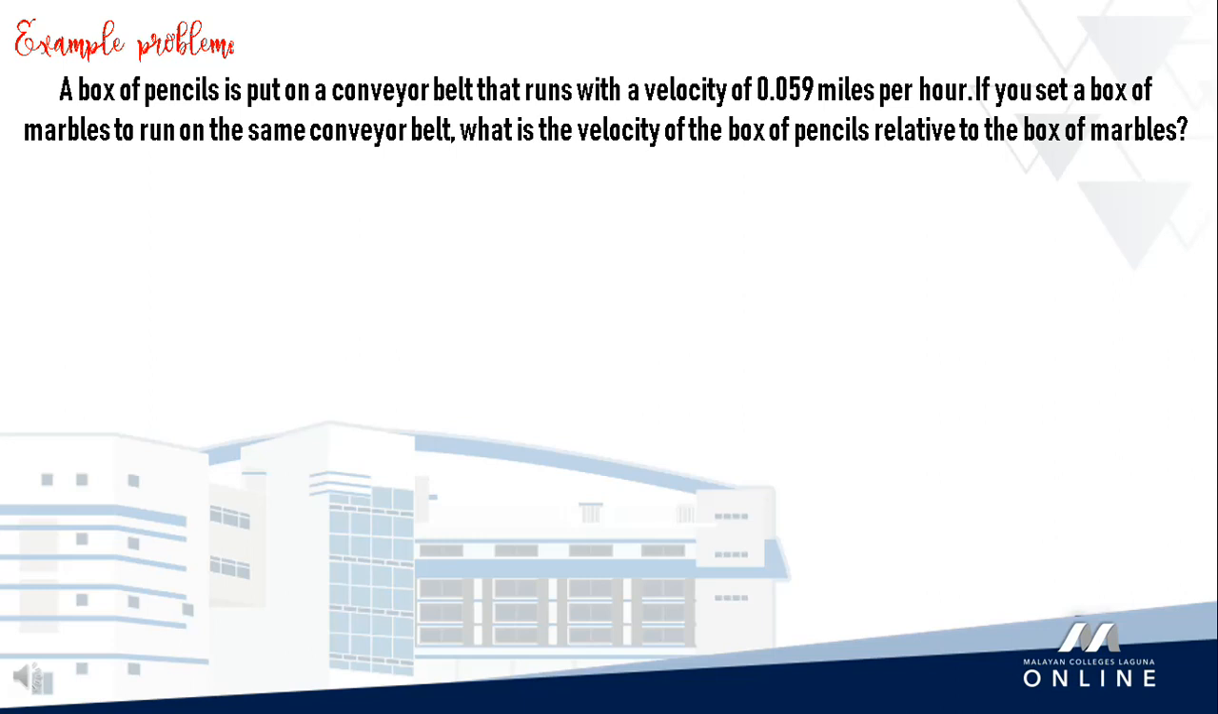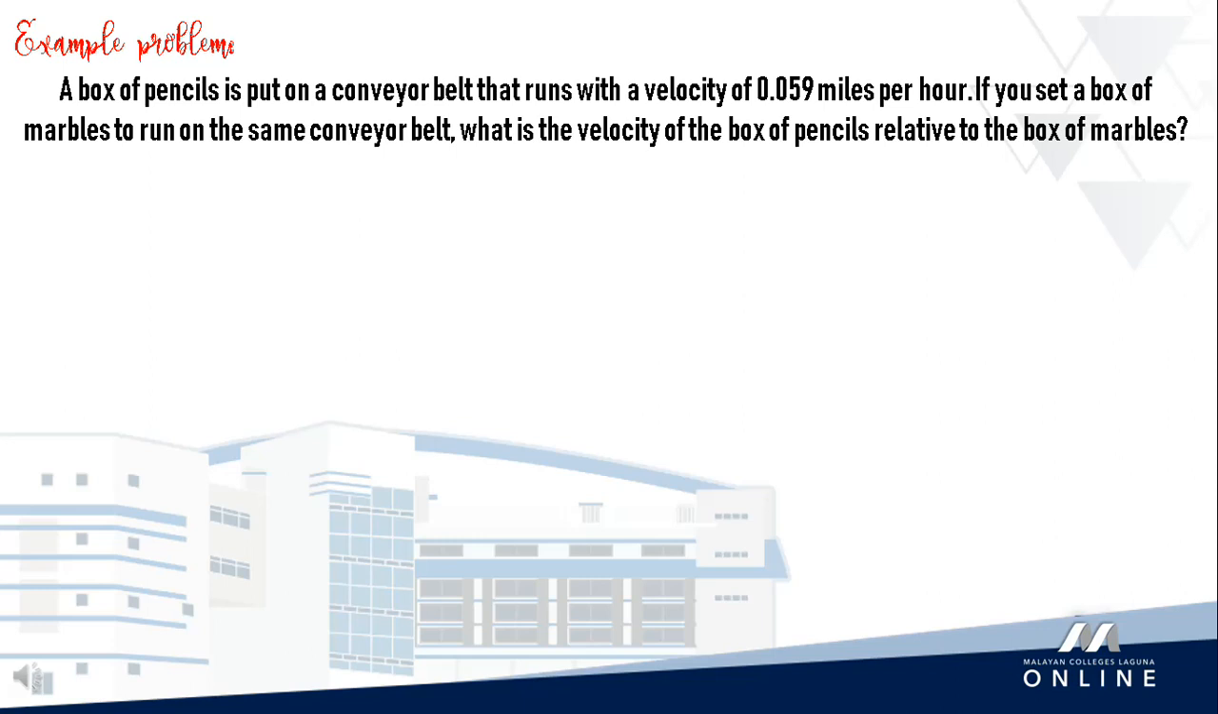Let us look at this problem. A box of pencils is put on a conveyor belt that runs with a velocity of 0.059 miles per hour. If you set a box of marbles to run on the same conveyor belt, what is the velocity of the box of pencils relative to the box of marbles?